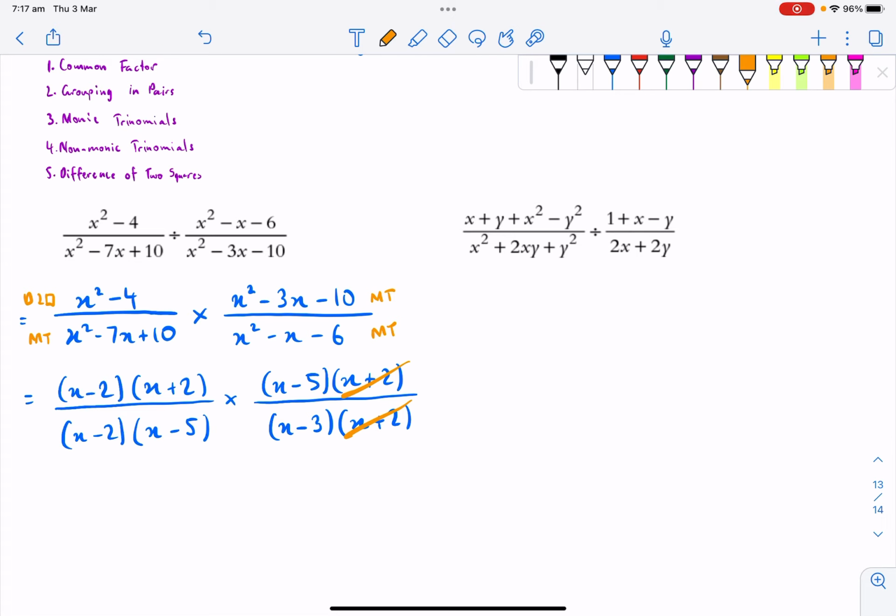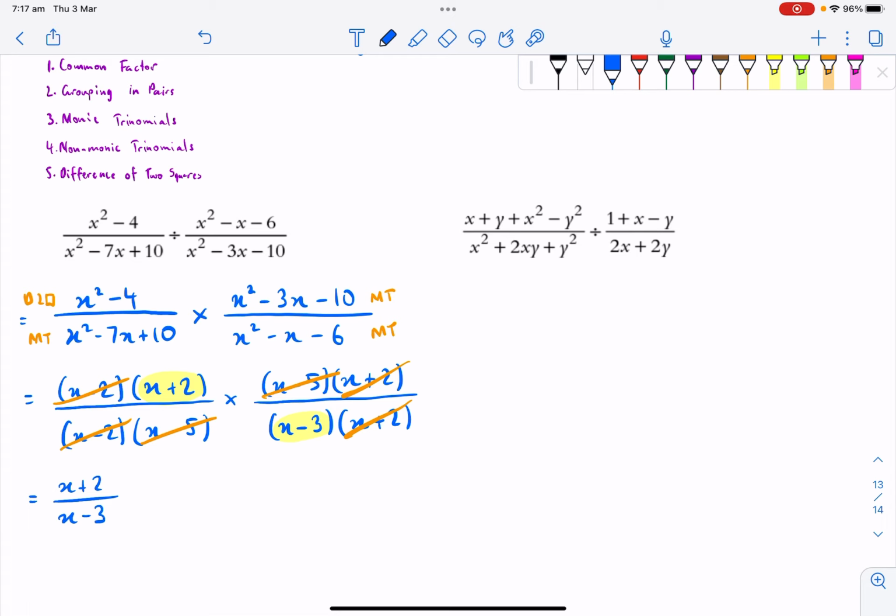All right, let's continue cancelling. We have x minus 2 divided by x minus 2, which is 1. We have x minus 5 divided by x minus 5, which is 1. And then we're left with x plus 2 over x minus 3, which is the answer. And there we go. That's literally it.